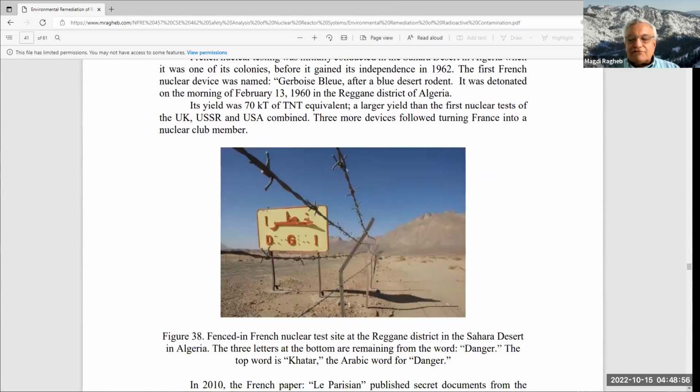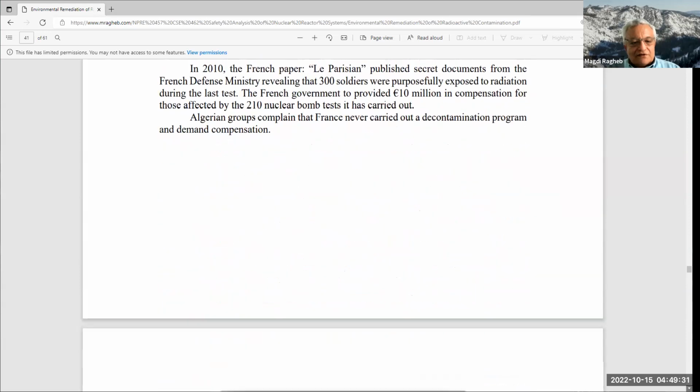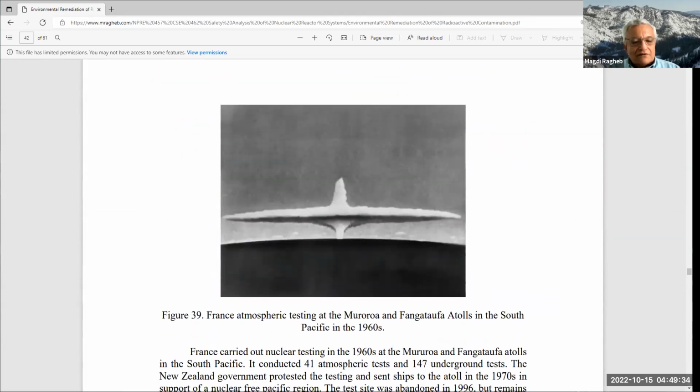The French, as I said, carried out testing in the Sahara Desert in Algeria. It was one of their colonies before they gained their independence. What you see here is in Arabic, khatar, and khatar translates into danger. The letters have been stolen, maybe for the metal in them. It's an area that is just surrounded by some barbed wire. But this is where the French conducted their testing, and this area is still contaminated.